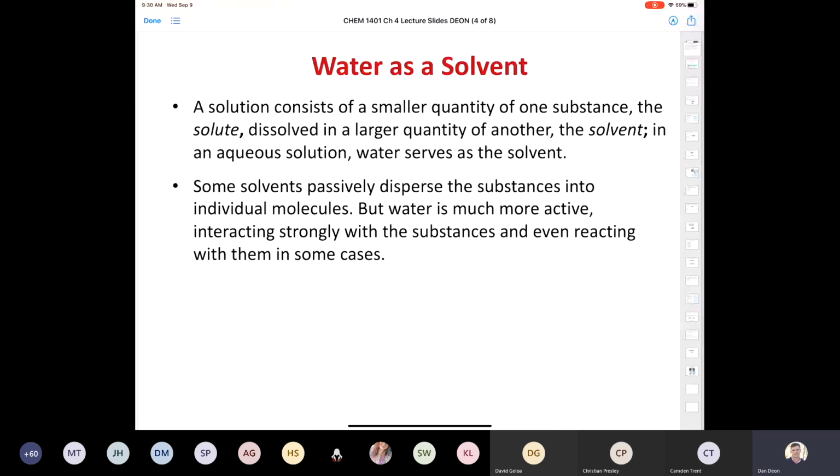And so it says here a solution consists of a smaller quantity of one substance, which we call the solute. And so you should know what a solute is, which is dissolved in a larger quantity of another, which is called the solvent. Now, in what we call an aqueous solution, water serves as the solvent, and we abbreviate an aqueous solution as AQ. Say, for example, maybe I can fix up my letter Q there, AQ.